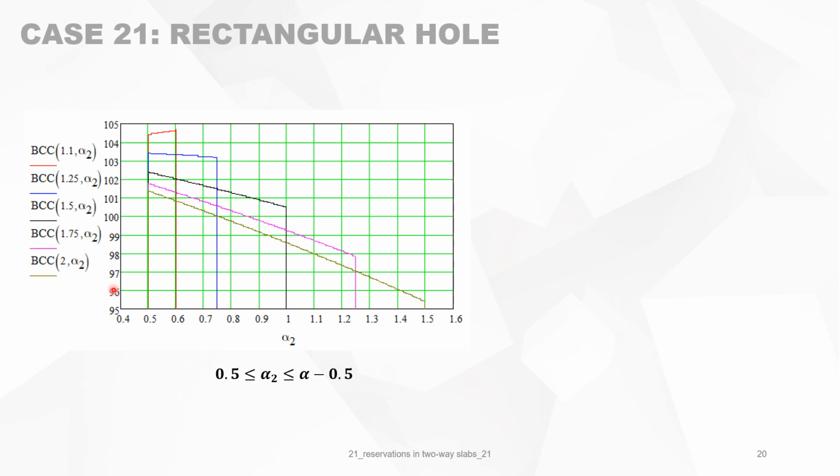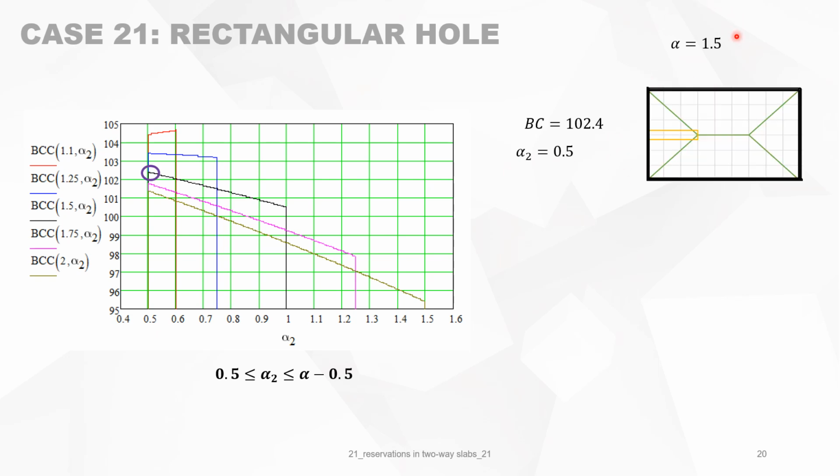You can easily see that if this is 1.1 minus, this equation cannot be fulfilled. So on the right-hand side, it's not valid. And it differs for each curve, each different value of alpha. Let's give an example to make it clear.